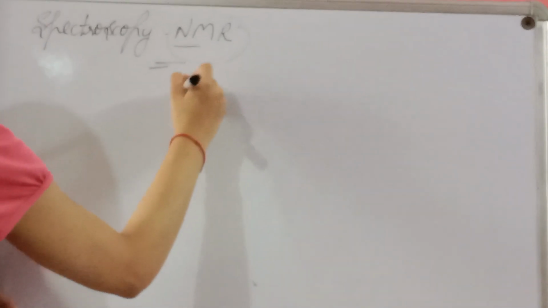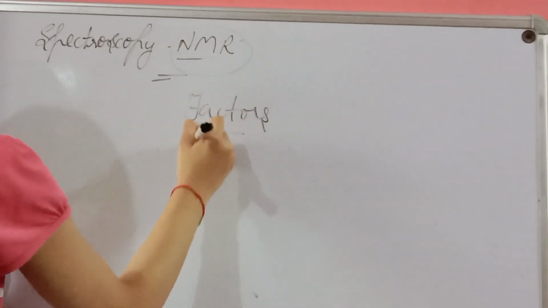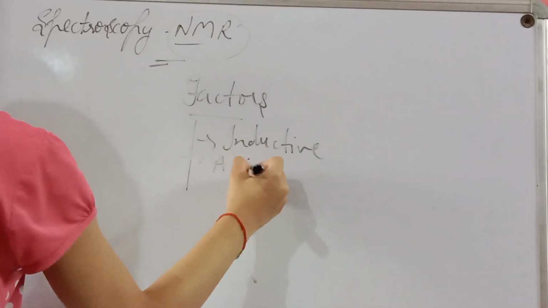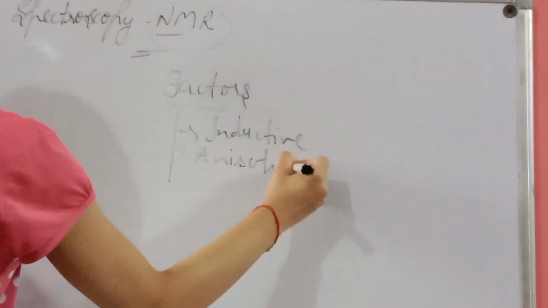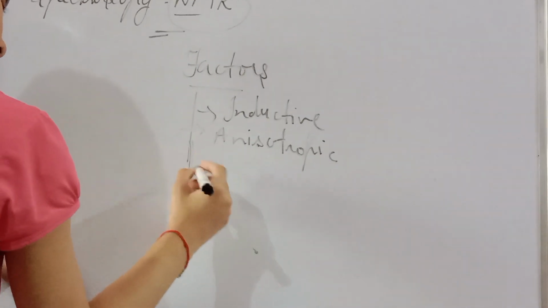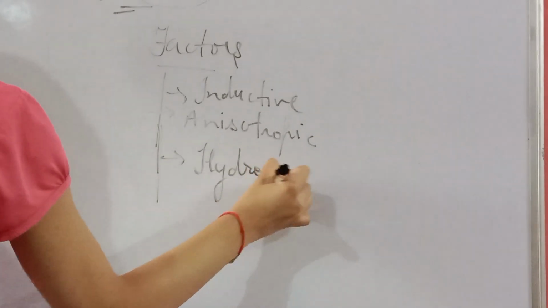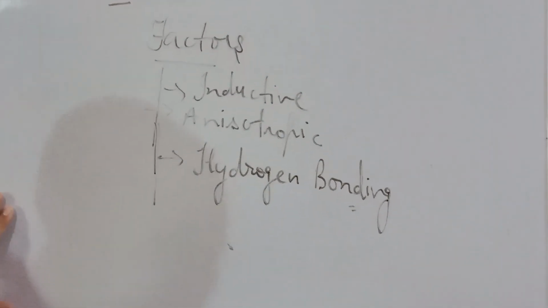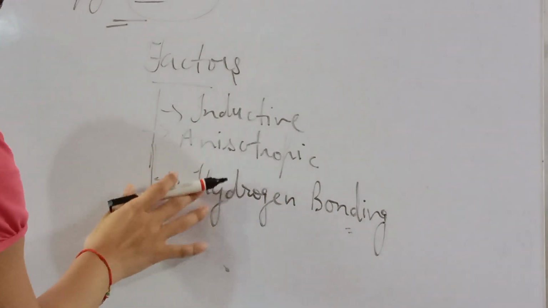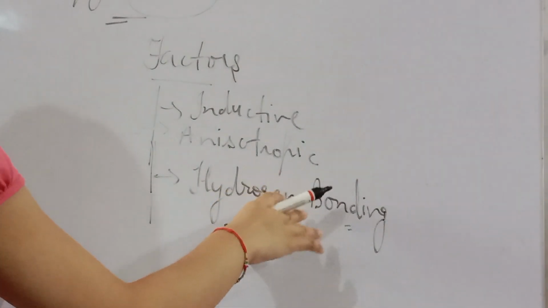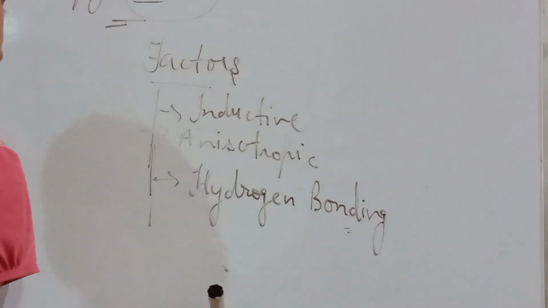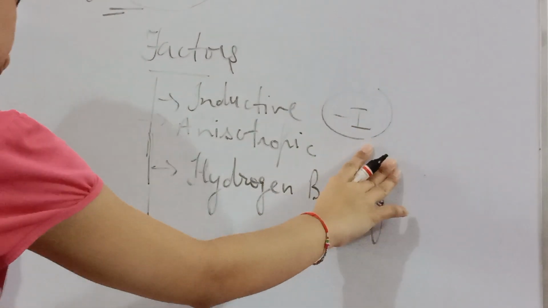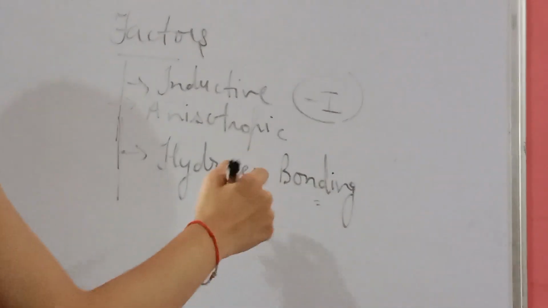Now we will talk about the factors affecting chemical shift. The number one factor is inductive effect. Number two is anisotropic effect. And number three is hydrogen bonding. In the inductive effect, the proton shift increases as the electronegativity of the atom attached to the carbon bearing hydrogen increases. This is due to the minus I effect of the electronegative atom, which decreases the electron density around the proton and causes de-shielding. Thus, the higher the electronegativity, the higher the de-shielding, and hence the higher the value of delta.